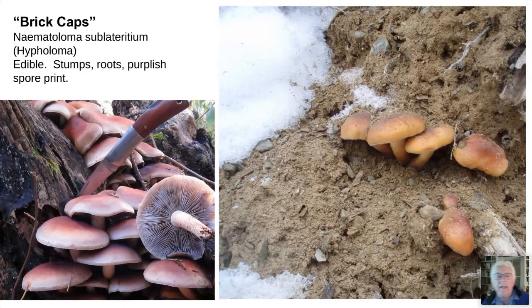Also, in late fall and early winter, you're likely to find these brick caps, Nematoloma sublateritium, or Hypholoma sublateritium. They're edible. They're on stumps and roots, and they have a purplish spore print, as you can see here. There are three common species in the Northeast. This is the one which is most likely to fruit in the wintertime. So it's called brick caps because of the brick color there.